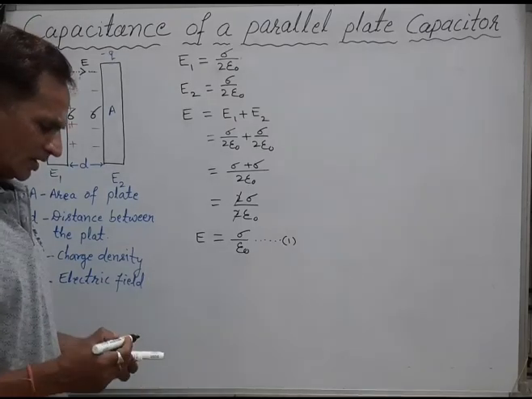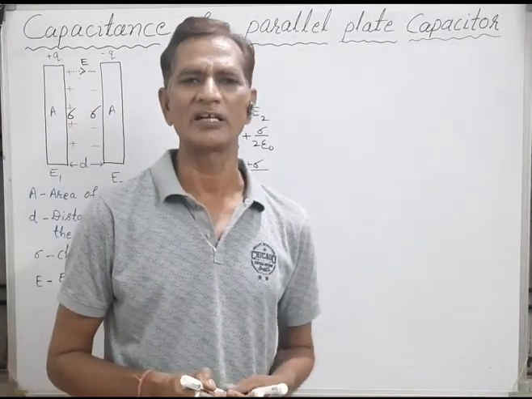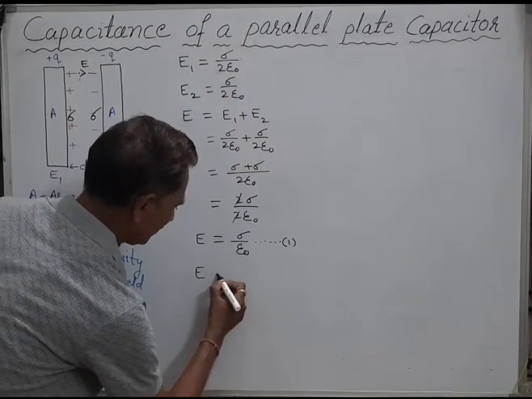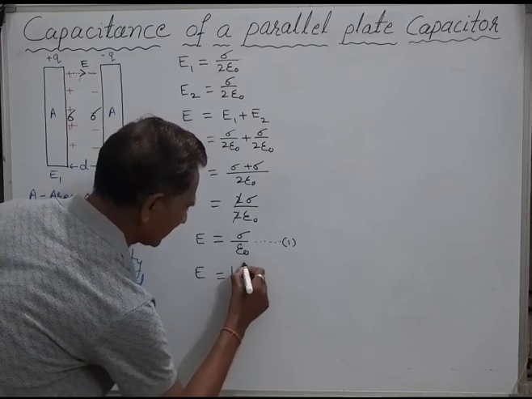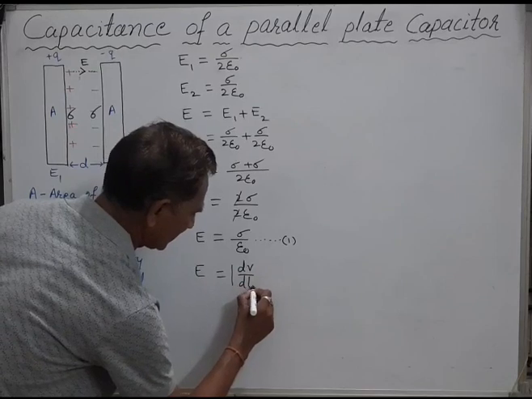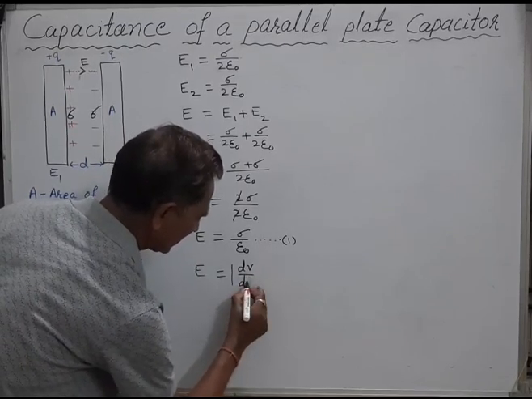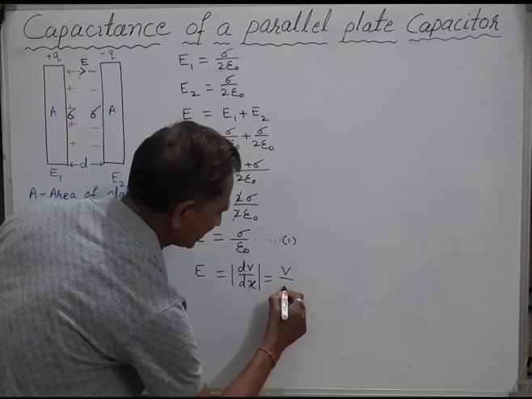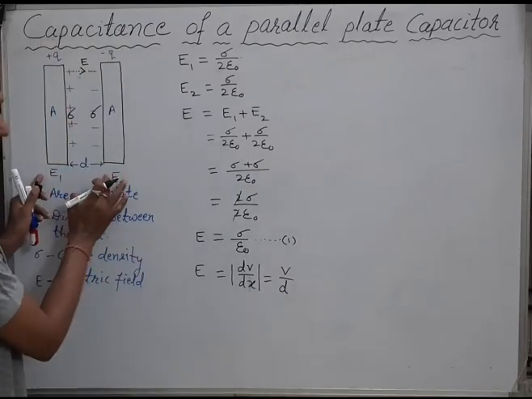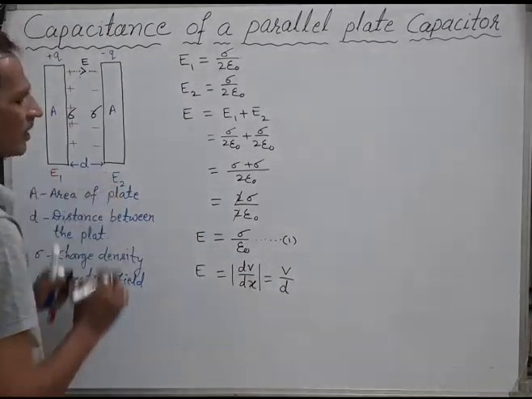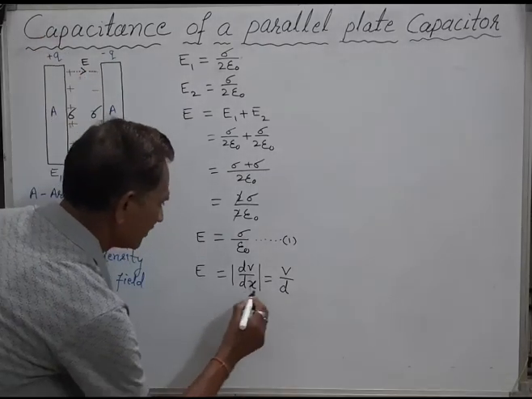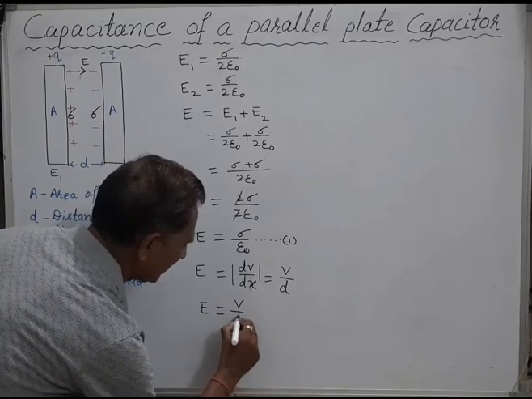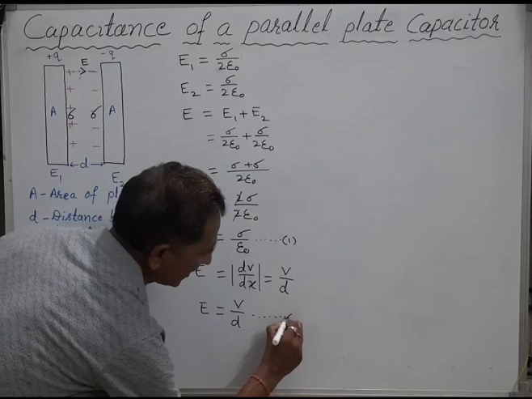But the relation between the potential and electric field is given as, already you studied this also, E equal to the potential gradient dV divided by dx, which equals V divided by d, where d is the distance between the two plates, and this is a very small distance. Therefore E equal to V divided by d. This is considered as equation 2.